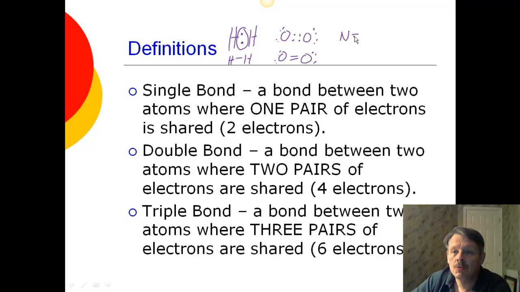Nitrogen, triple bonds to nitrogen. So that means there are six electrons in between the two nitrogens. And we call that a triple bond. Okay, just make sure you got that. We talked about that in previous podcasts. Make sure you understand that.